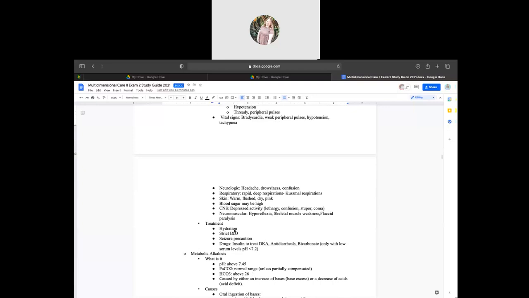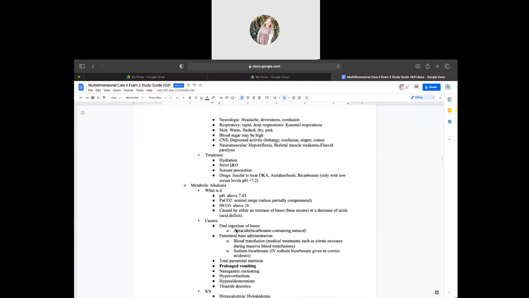We can give hydration. We're going to put them on strict I's and O's. Seizure precautions, because we don't want the patient to go into a seizure. We can give insulin to treat DKA, antidiarrheals to make us hold on to more base, bicarbonate if we need it, and definitely treat the cause.